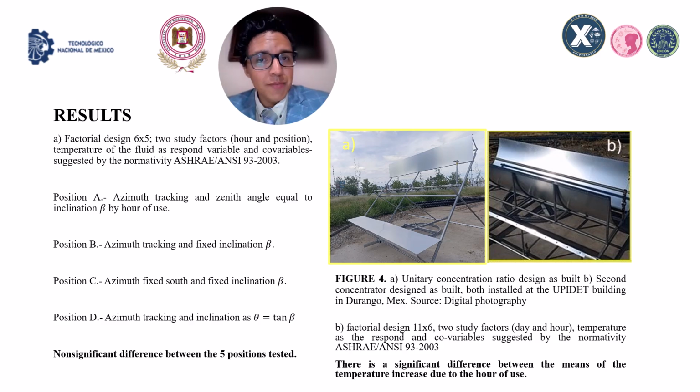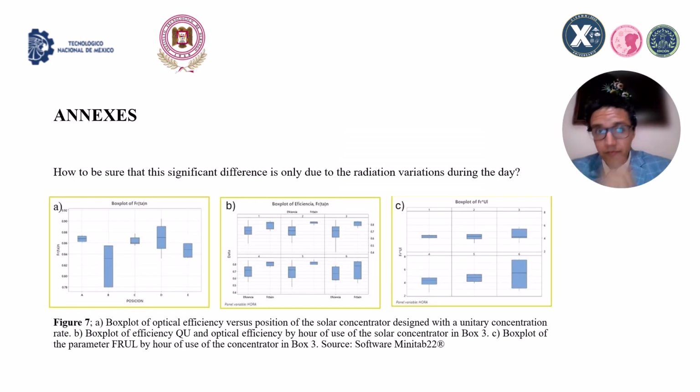The critical estimator F test evidenced that there is a significant difference between the temperature means increase due to the hour of use. A new question arises: how to be sure that this significant difference is only due to the radiation variations during the day? Let's clarify this question in the annexes.